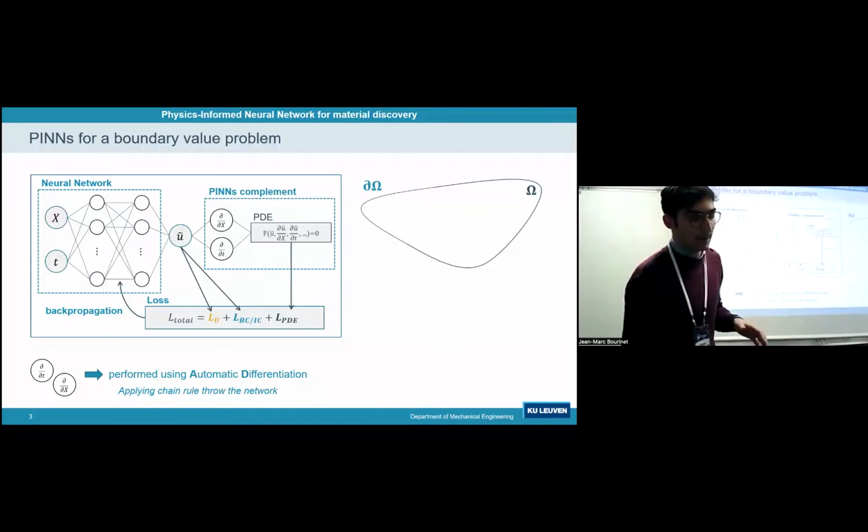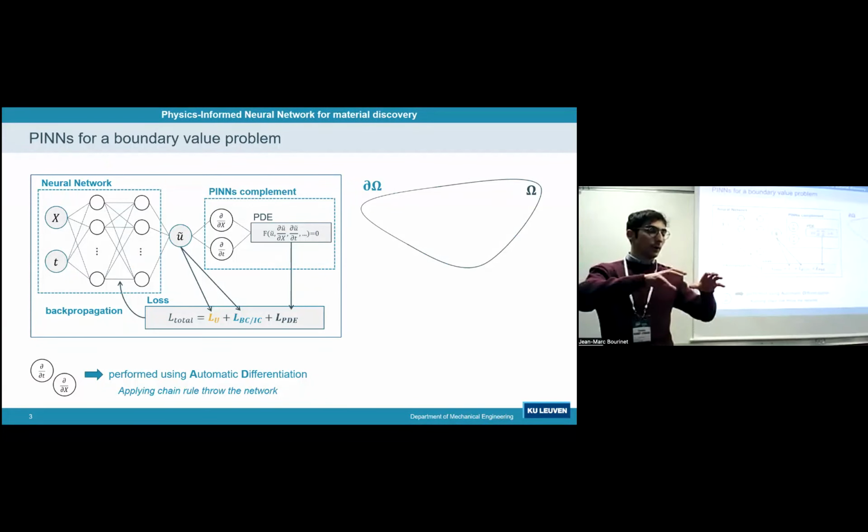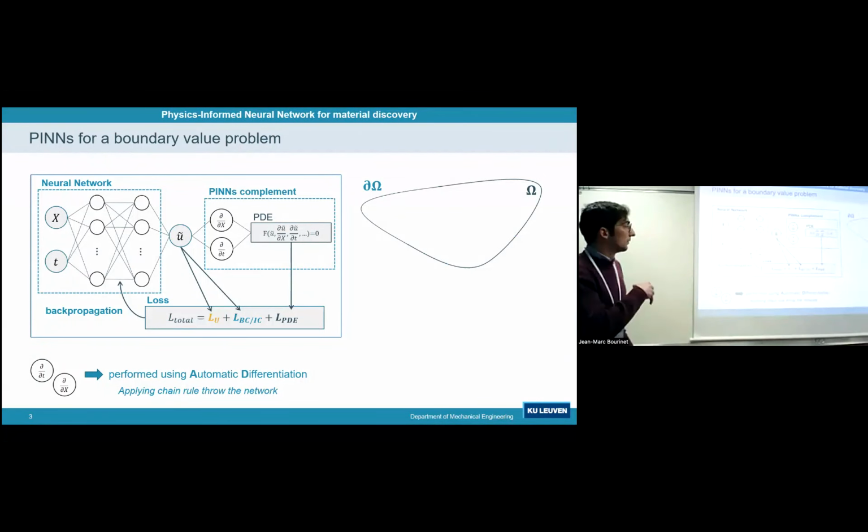So what's the idea behind that? You want to use a neural network to approximate the physics quantity that you have. And then usually the framework for neural networks is to have a loss that you want to minimize during the training of your neural network.